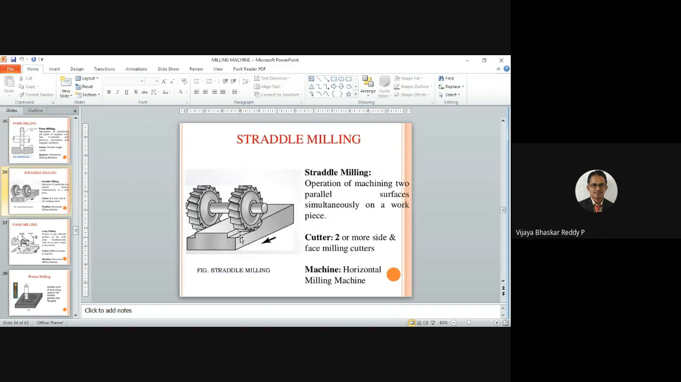And straddle milling. Straddle milling means when you want to obtain both side surfaces, side cutting, simultaneously. So two cutters are arranged to operate on two parallel surfaces simultaneously on the workpiece. We use two or more side-facing milling cutters arranged on the arbor of the horizontal milling machine. So these types of operations can be carried out effectively, right?